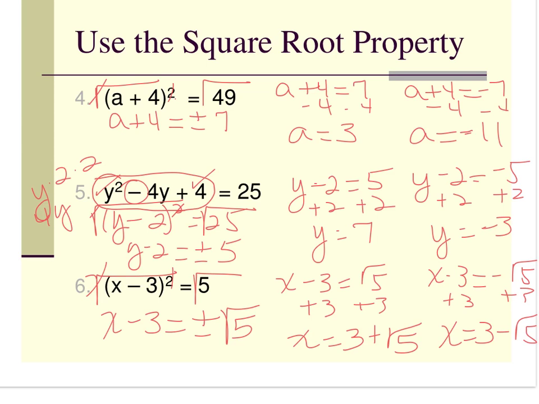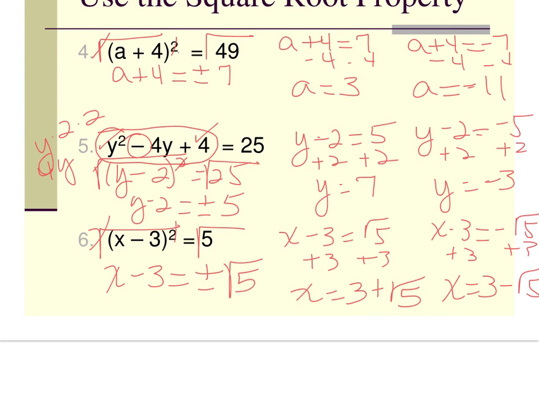And you actually might see that problem written, and the answer written, as just x equals 3 plus or minus the square root of 5. That means I have two answers. One is 3 plus the square root of 5, and the other one is 3 minus the square root of 5. And guess what? We are at the end. Yay! That's it for the polynomial review.